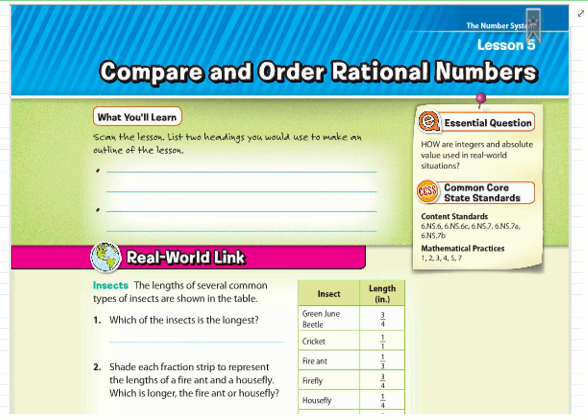Hello, welcome to Chapter 5, Lesson 5, and we're going to be comparing and ordering rational numbers. So this is comparing decimals and fractions, so we can compare and order rational numbers.